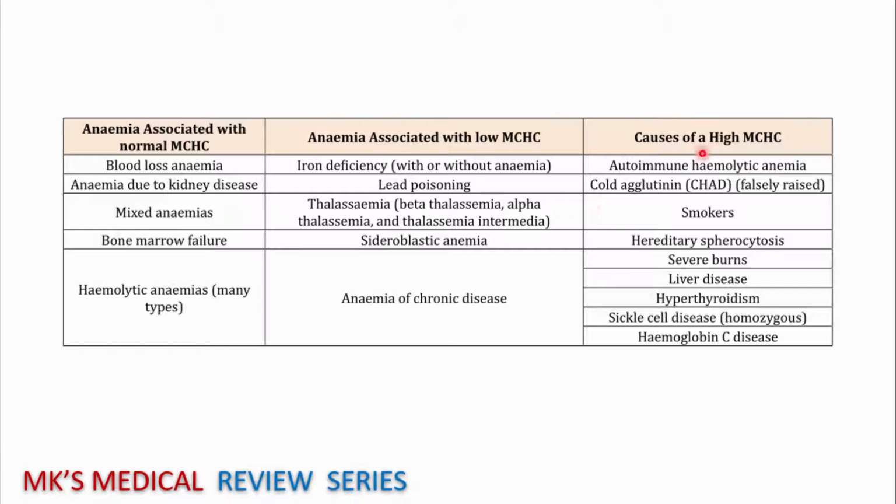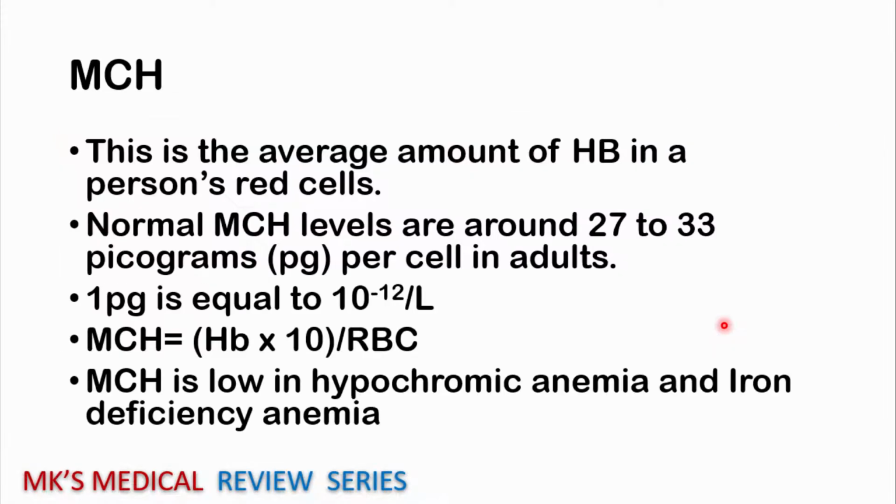Then some causes of an increase in MCHC include autoimmune hemolytic anemias, cold agglutinin type. So here it's going to be falsely raised. You may have smokers, you may have hereditary spherocytosis, severe burns, liver disease, hyperthyroidism, sickle cell disease, the homozygous type, and of course in hemoglobin C disease.